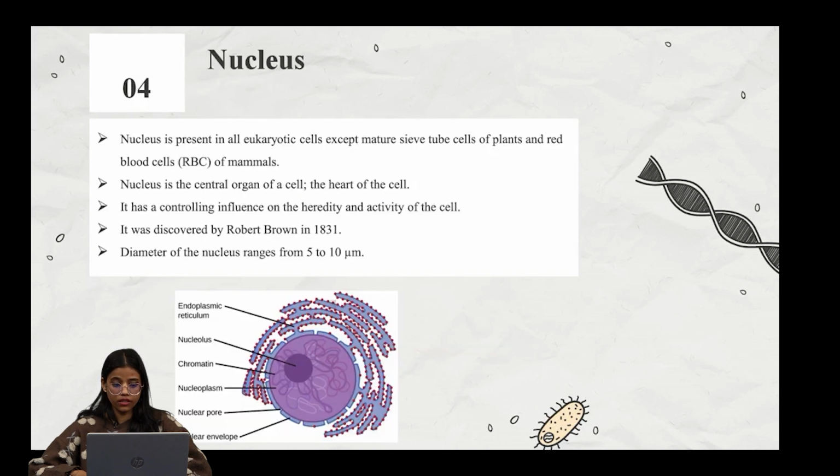Fourth one is nucleus. You can also see the diagram of it. It is present in all the eukaryotic cells except for mature sieve tube cells of plants and red blood cells of mammals. Nucleus is the central organelle of a cell and the heart of the cell. It has a controlling influence on the heredity and activity of the cell, and it was discovered by Robert Brown in 1831. The diameter of the nucleus ranges from 5 to 10.